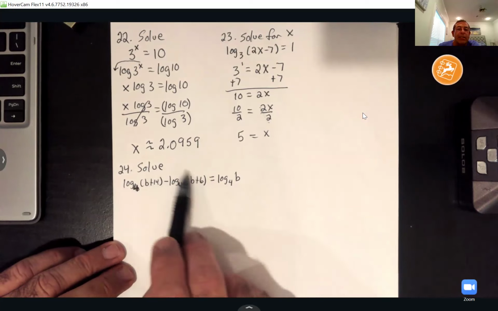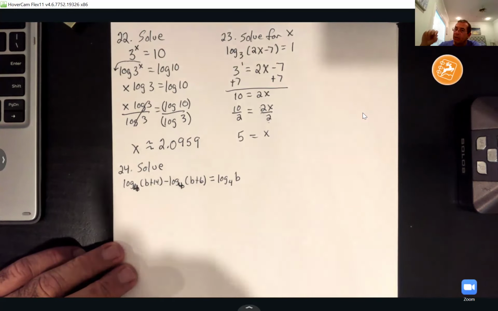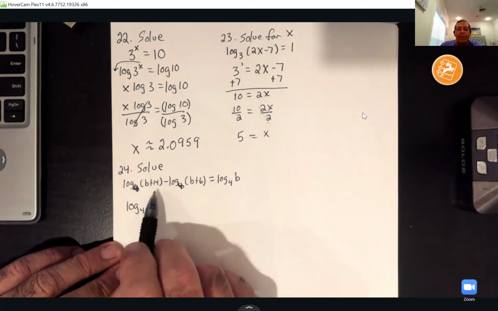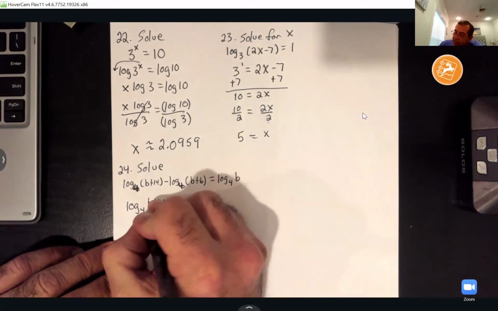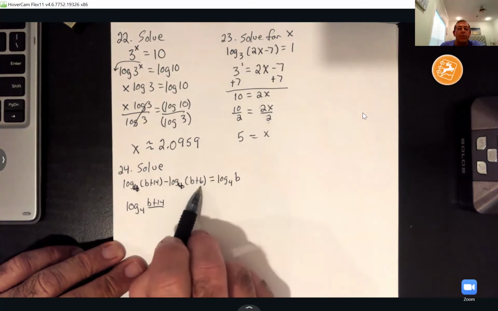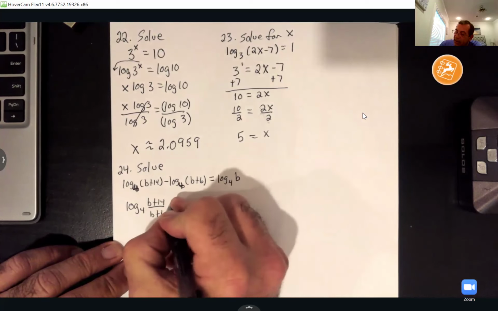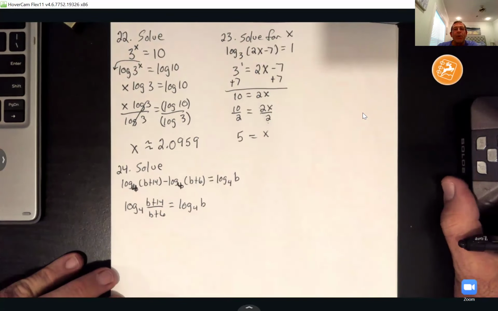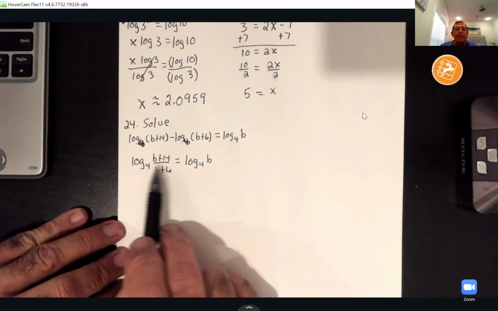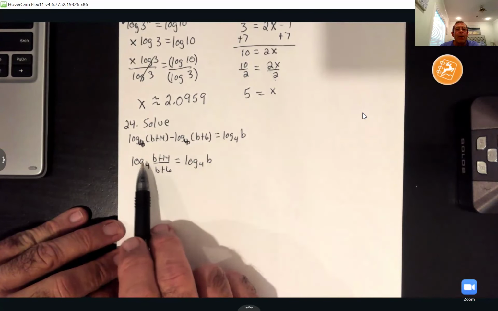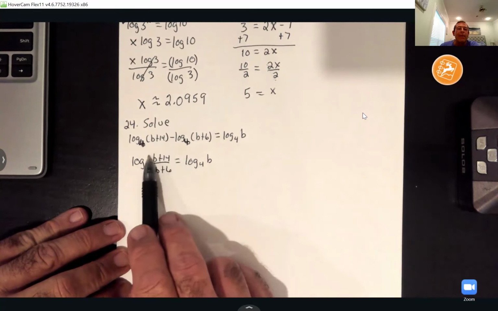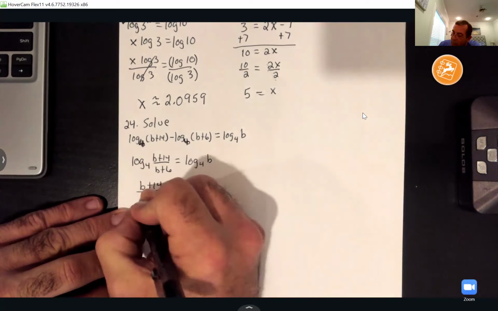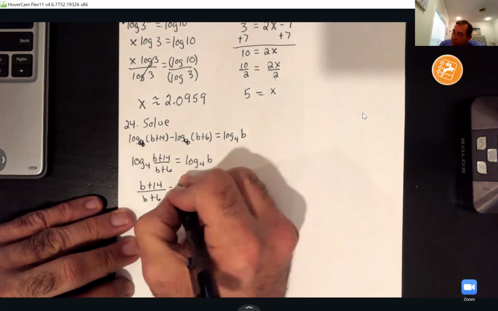So I need to combine these into a single log first. So since they're subtracted, it'll look like a quotient. So bring out your log base 4. Positive factor, b plus 14 goes to the top. Factor that's being subtracted goes to the bottom. So that's my b plus 6. That's going to equal a log base 4 of b. So if you notice on this one, the log bases match on each side. So if the log base 4 matches the log base 4, that means this result equals that result. So b plus 14 over b plus 6 equals b.